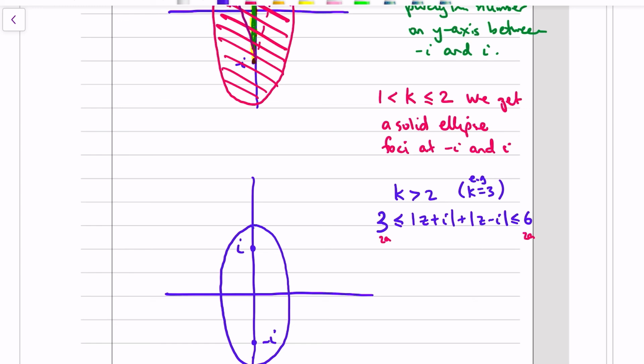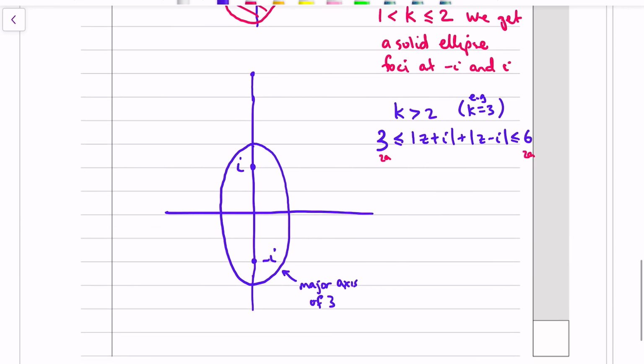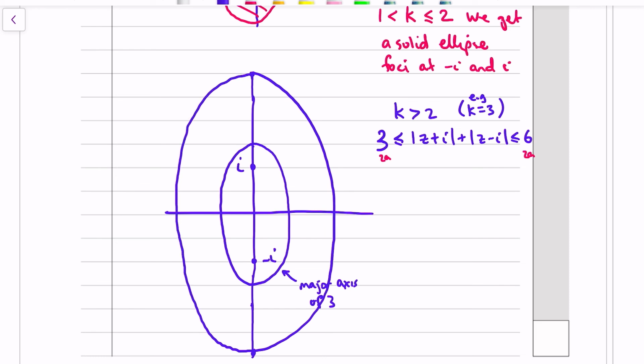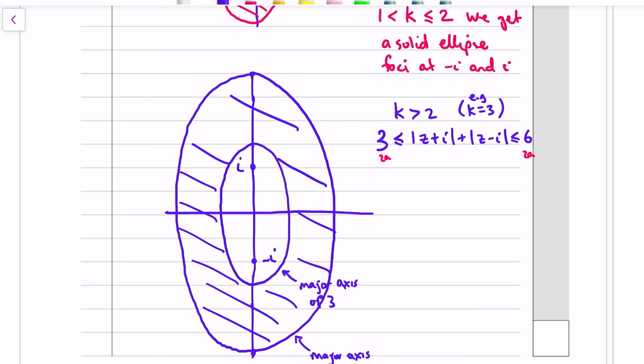Okay, that has a major axis of 3. And then the other alternative is a major axis that's 6 long, which is going to be this big. Come on, good ellipse. Yeah, that will do. So that one's got a major axis of 6. And any z value that is in that region, so the answer is actually kind of like a squashed donut, a region between two ellipses.